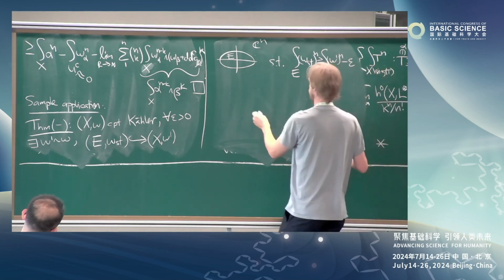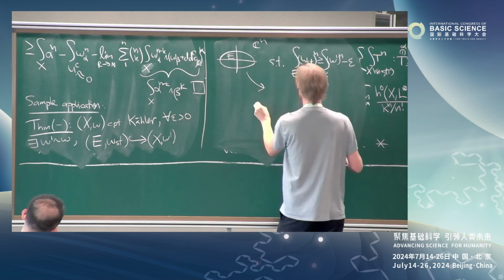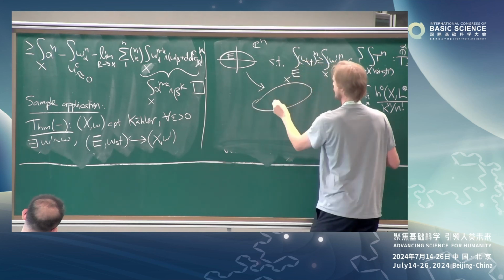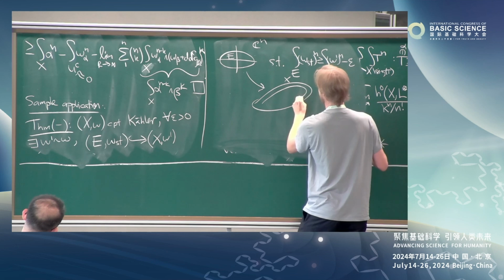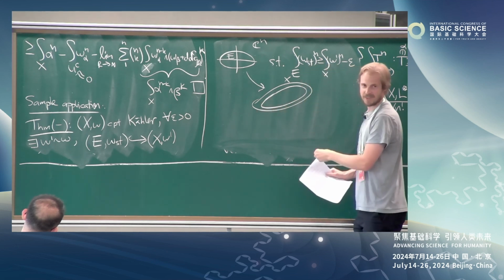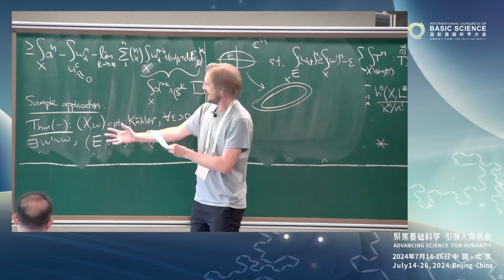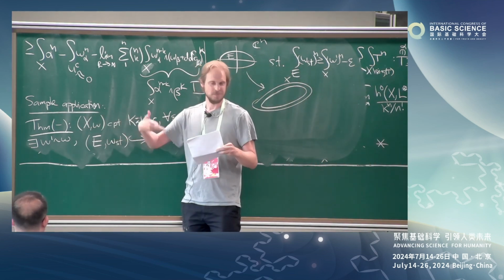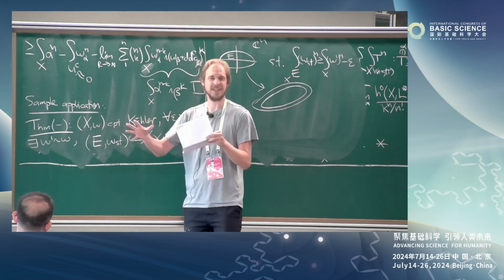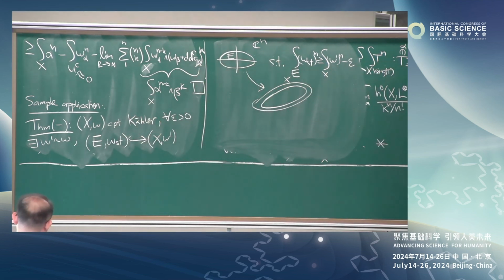So here's X, and a large part of X really looks like a standard ellipsoid. It's just an example that tells you what kind of Kähler metrics you can find. Okay, so I'll leave it at that.